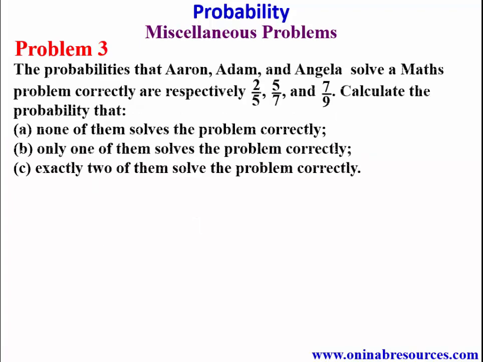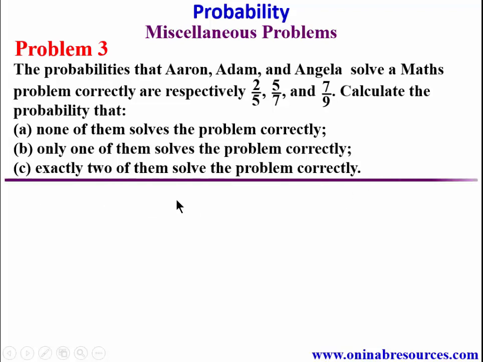We go to problem 3. For problem 3, the probabilities that Aaron, Adam, and Angela solve a maths problem correctly are respectively 2 over 5, 5 over 7, and 7 over 9. Calculate the probability that A, none of them solves the problem correctly, B, only one of them solves the problem correctly, and C, exactly 2 of them solve the problem correctly.